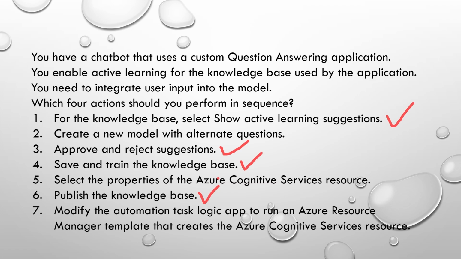Then, select the properties of Azure Cognitive Services resource. That is to see all the properties of the resource. It is not to enable active learning. Next is modify the automation task logic app to run an Azure Resource Manager template that creates the Azure Cognitive Services resource. So an Azure Resource Manager template or an ARM template is used to deploy infrastructure. So it has nothing to do with enabling active learning in the knowledge base. So the correct answer is option 1, 3, 4 and 6.